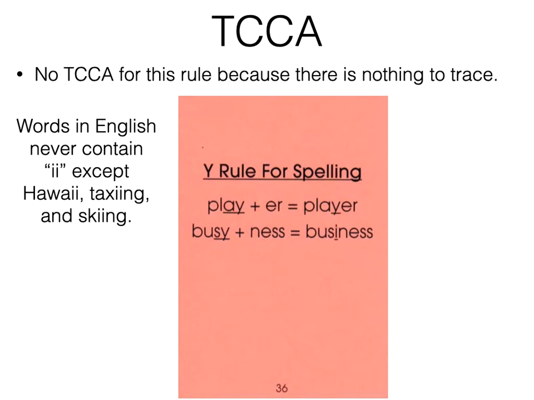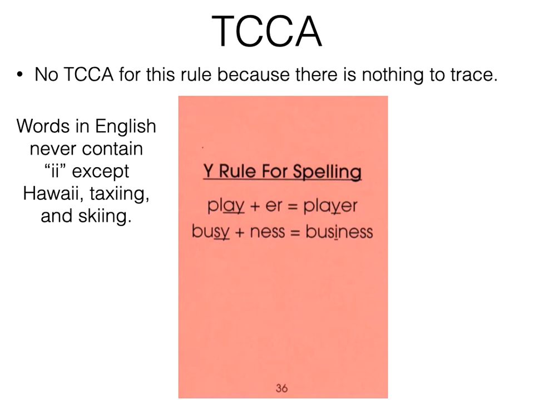It has very little to do with what suffix it is. But if you look at busy plus ness, SY is not a vowel team. Therefore, you change the Y to an I. Now, the only exception to this rule is the ones where you're going to end up with I. Words in English never contain I, except for those three words that we discussed in class. They are also on the back of your salmon card to remind you that they come from another language.